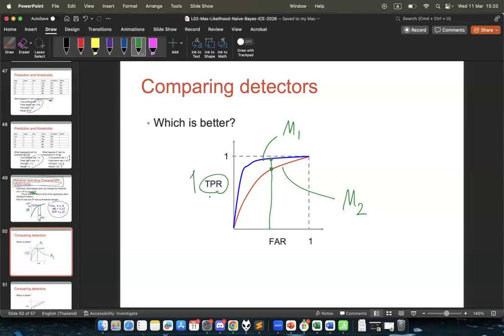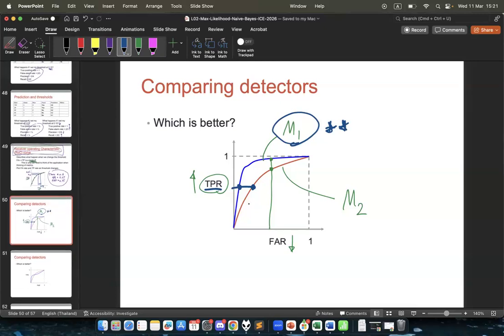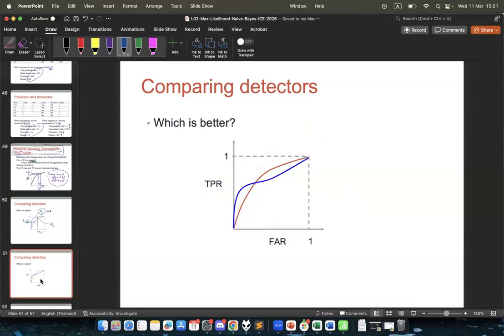You want this to be high, you want this to be low. At the same true positive rate, it has lower false alarm. So in this case, model 1 is always preferred. But this is an ideal case. Most of the time, what you will actually encounter when you build models is a curve like this.